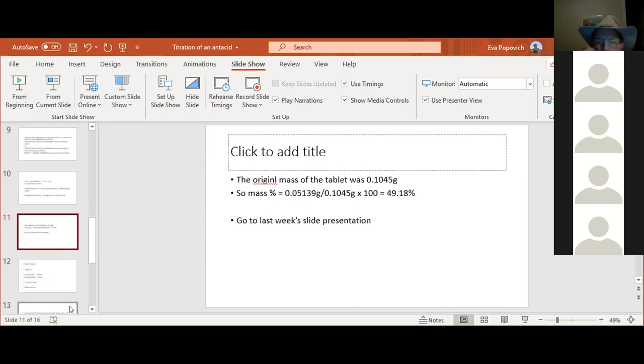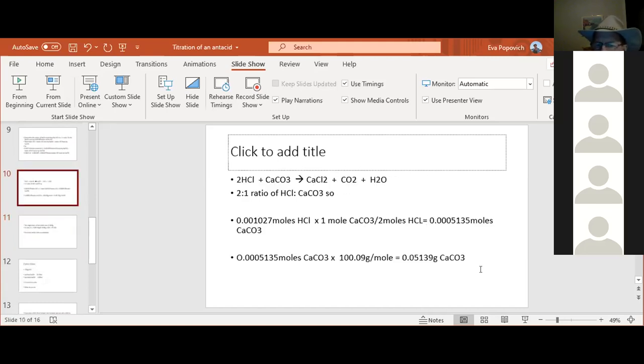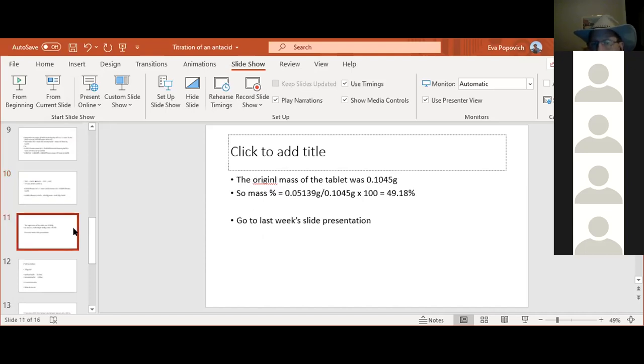But you got to remember, my original mass was 0.1045. So to get the mass percent of calcium carbonate, I just take the 0.05139 grams of calcium carbonate, divide that by the weight of the tablet, multiply by 100. This gives me 49.18% calcium carbonate. Any questions about this?